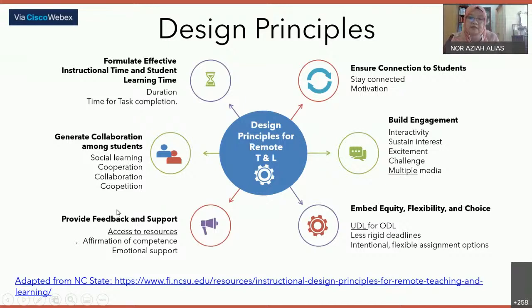And feedback and support, basically, that's what they want. They want access to resources. They want that support, emotional, saying keep going, you know, motivation. You're always connected to the student.